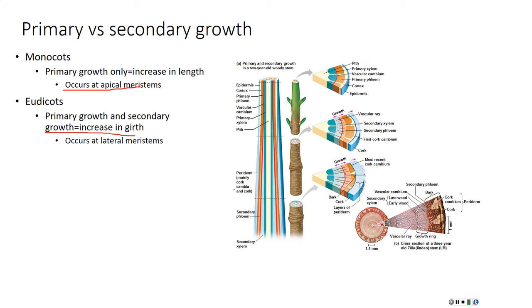So let's talk about our lateral meristems for a second, because we see these in eudicot stems, because we're going to get growth in girth. They're also in eudicot roots. So in addition to an apical meristem, we have what's called our lateral meristems. And there are two important ones in a eudicot stem.